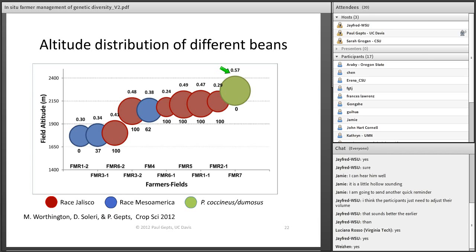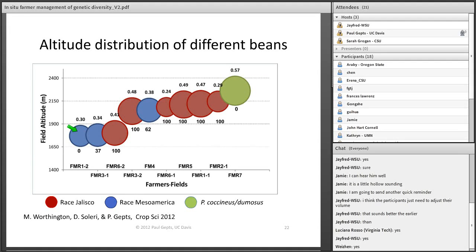When you look at the materials themselves, for those who are familiar with beans, there were 3 groups, taxonomically, morphologically. You have the green group, which is actually 2 different species, Phaseolus coccineus, the runner bean, and Phaseolus dumosus, which is the year bean, both of which are domesticated also, but much less widespread.